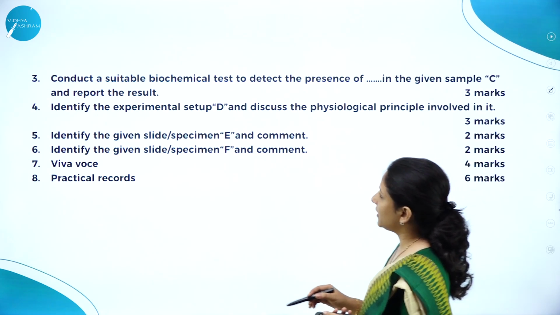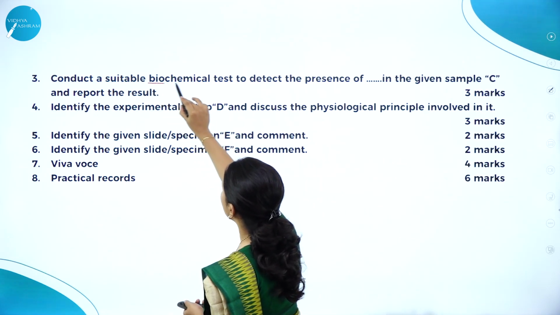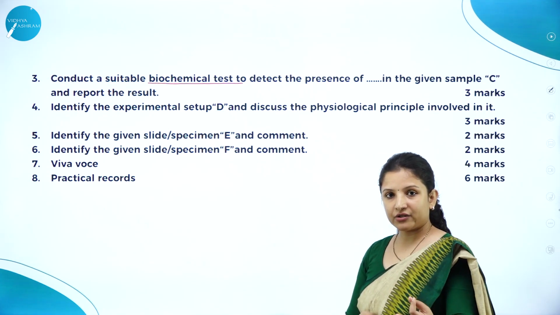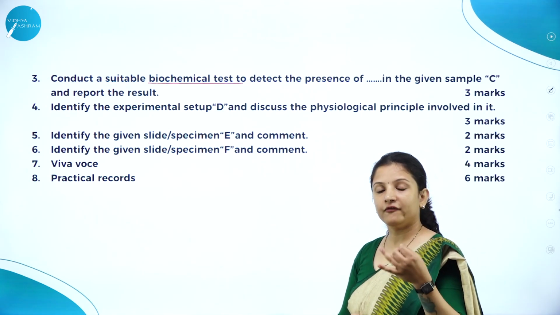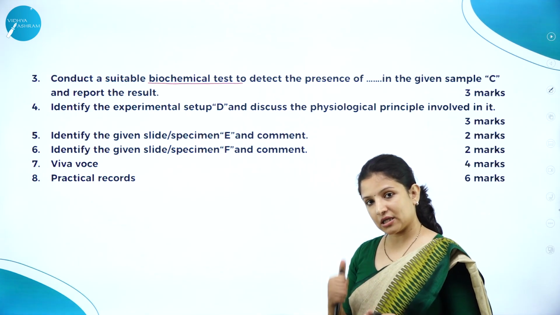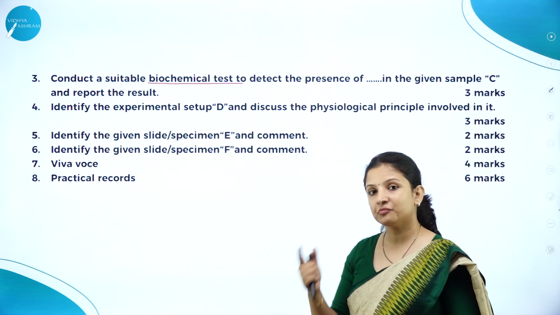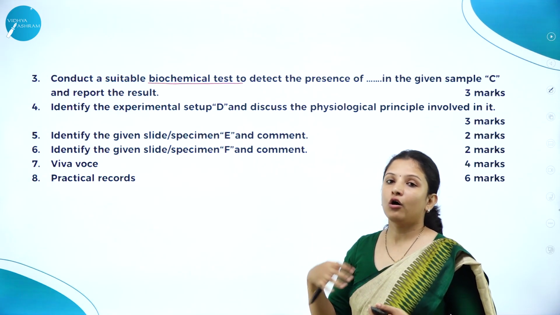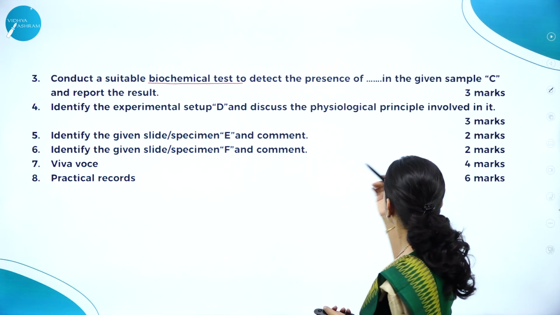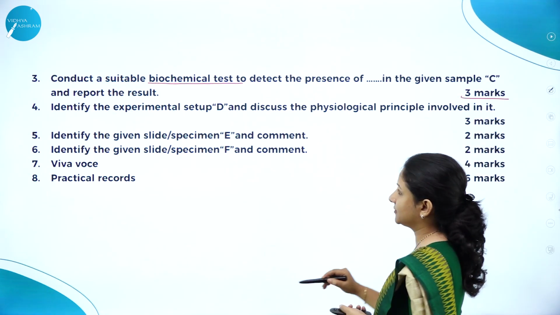Next, question number 3 is biochemical test, which is common for everybody, wherein either urine sample, a carbohydrate sample, a protein sample, or fat, all that will be given to you. You have to put the appropriate chemical and you have to test whether it is present or absent based on the color or foam formation. So that is about question number 3, which carries 3 marks.